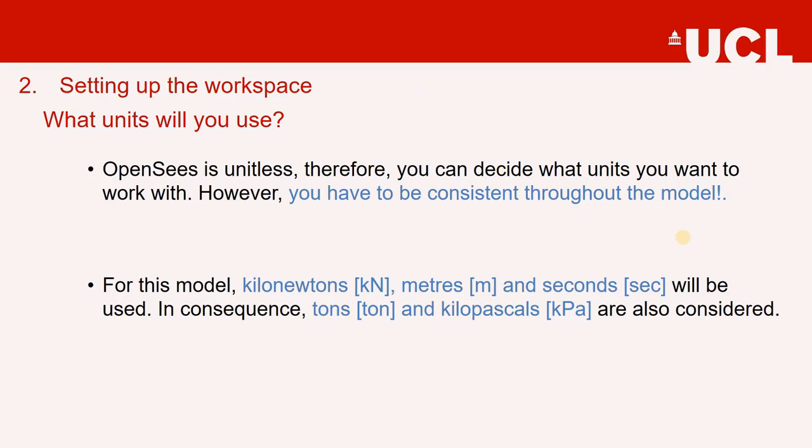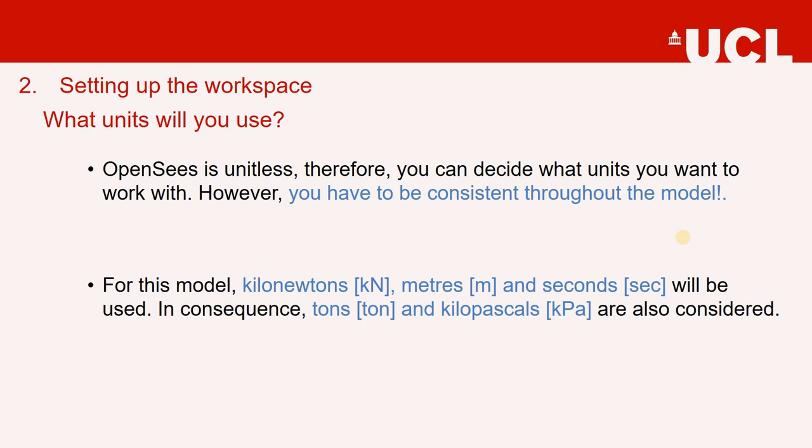Now, for setting up the workspace, the first thing that you need to decide is what units you will be using throughout the model. It doesn't matter because OpenSees is unitless. However, you have to be consistent throughout the model to avoid extra calculations. Well, that's my advice at least. So in this case, we're going to be working with kilonewtons, meters, and seconds. And in consequence, we will need to define mass in tons, and we're going to be using kilopascals to represent kilonewtons per square meter.